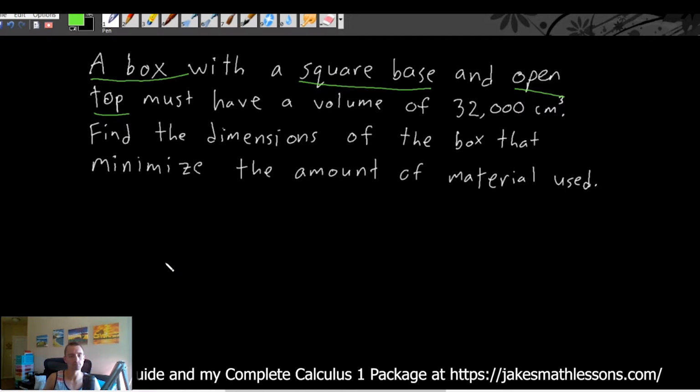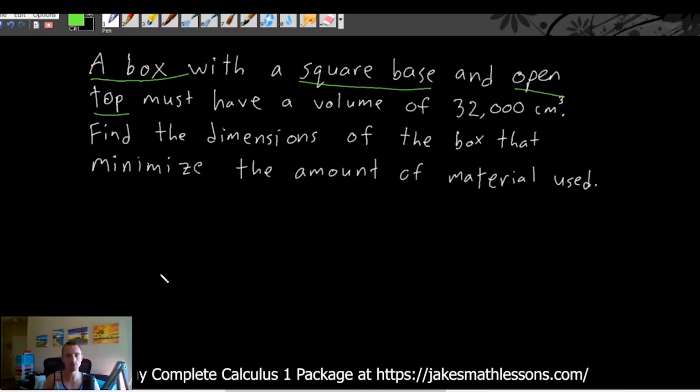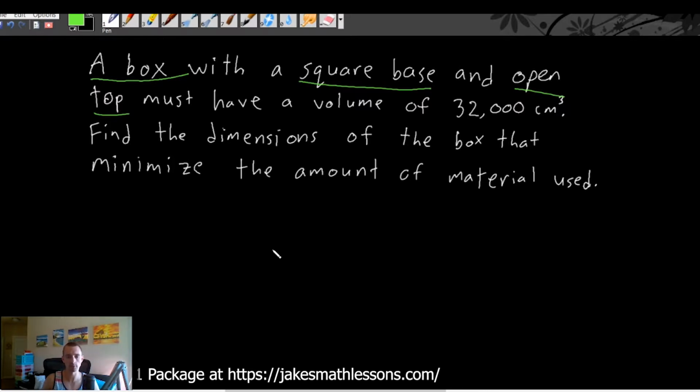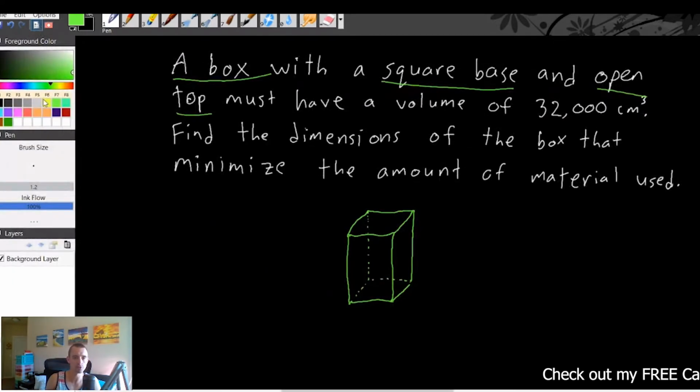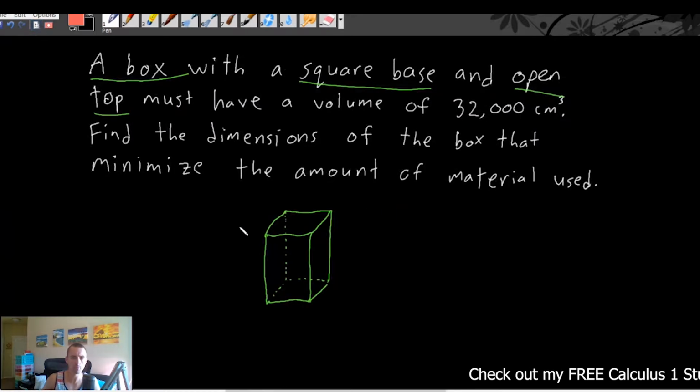It doesn't need to be a great drawing. You don't have to be Picasso to draw a good drawing of your box here. We just need some passable box. So we're going to get a box-type shape here. And we know that we have an open top. This is a bit of a harder thing to show in a drawing, but we do want to keep in mind that the top is open.